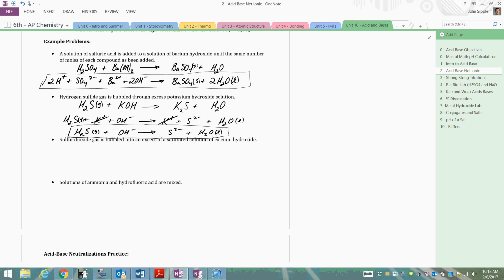All right, so sulfur dioxide gas is bubbled into an excess saturated solution of calcium hydroxide.